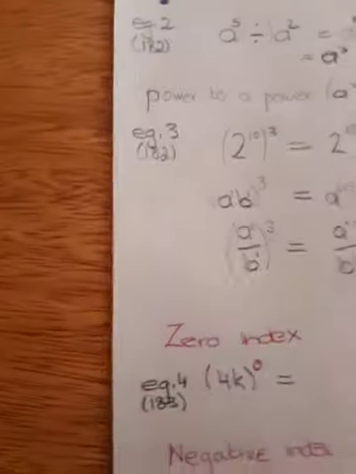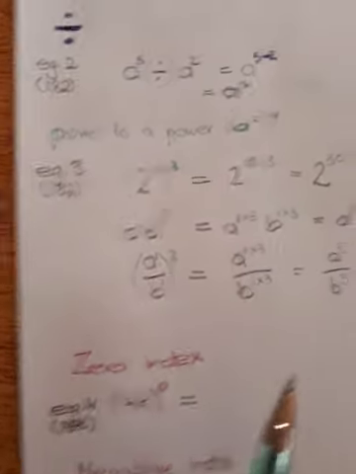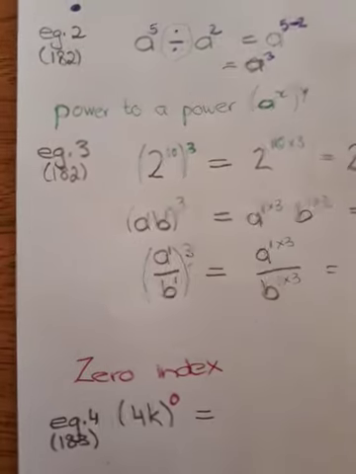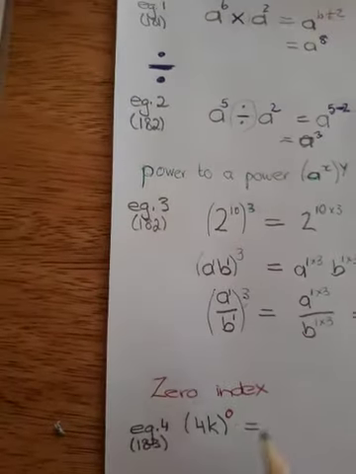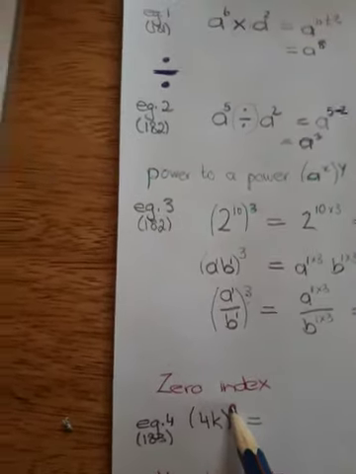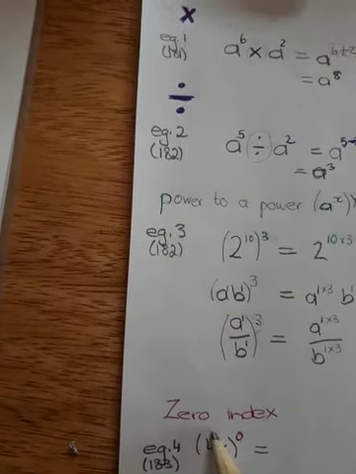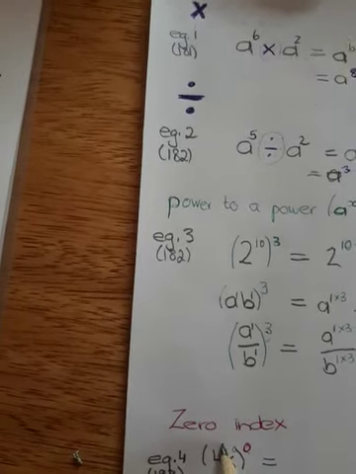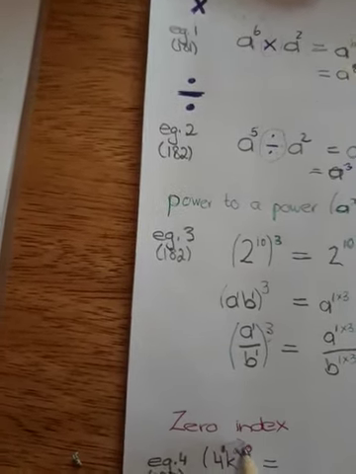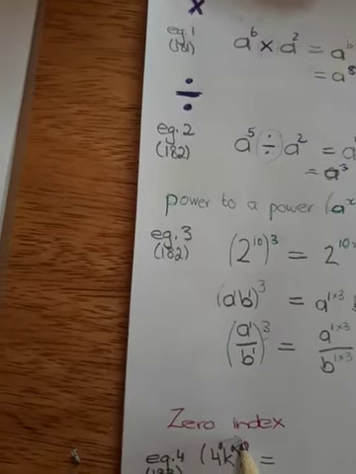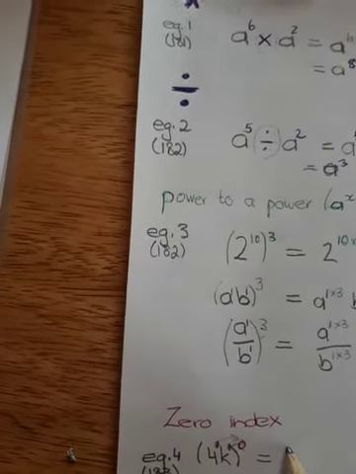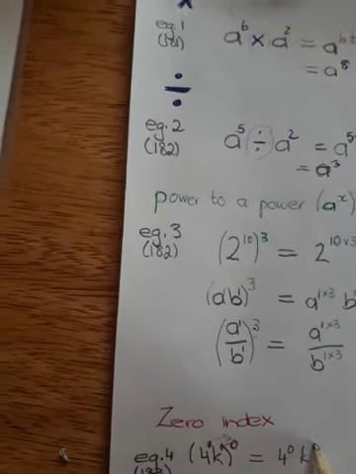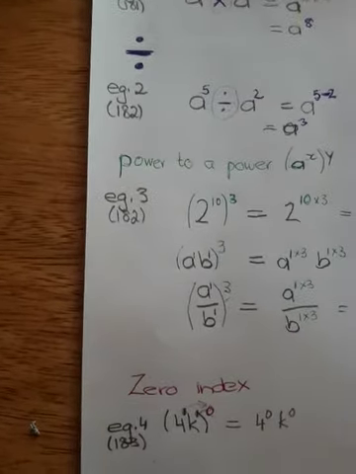Okay, then the next two are just simply easy to remember. The one with a 0 index. So whenever we have a 0 index, in this case, the 0 counts for the 4, okay, as well as the k. Remember that you basically multiply 1 times 0 and 1 times 0, okay? So that gives me the power to a power law is 4 to the power of 0 and k to the power of 0.